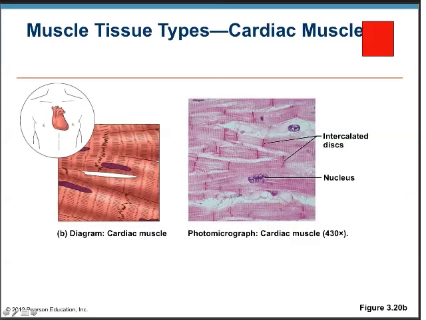Now, cardiac muscle is under involuntary control. We don't tell it what to do, and it's found only in the heart, and its function is to pump blood. It is found in cardiomyocytes, okay, heart muscle cells.